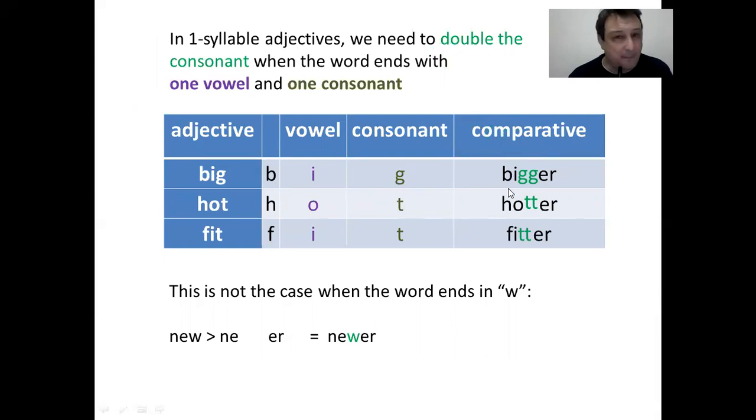Again, we don't say more big, we don't say more hot. We say bigger, hotter, fitter. Okay. This is not the case when the word ends in W. If it finishes with a W, we can't put WW. No, that's only a website, I think. So we have new and newer. We just add ER onto the end. We don't have W twice. WW.